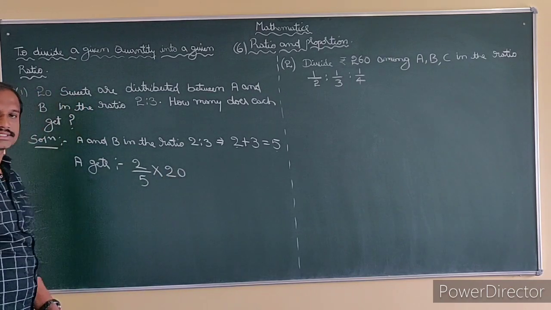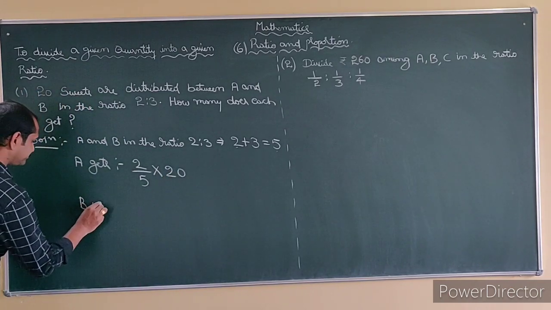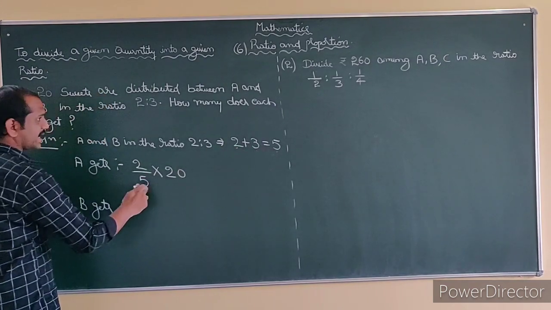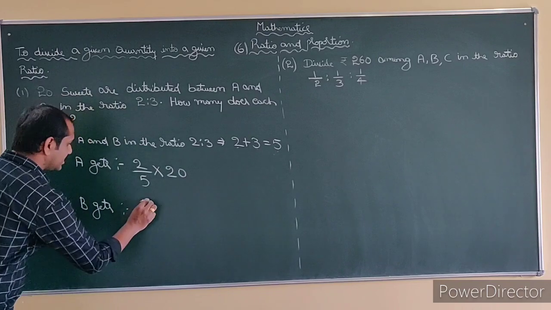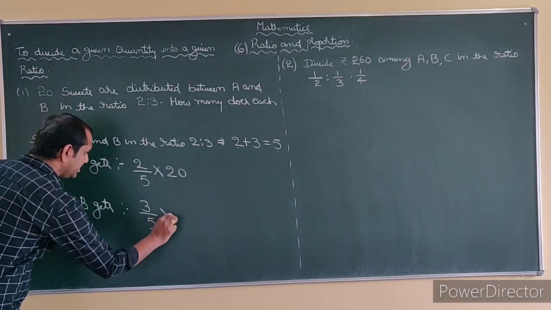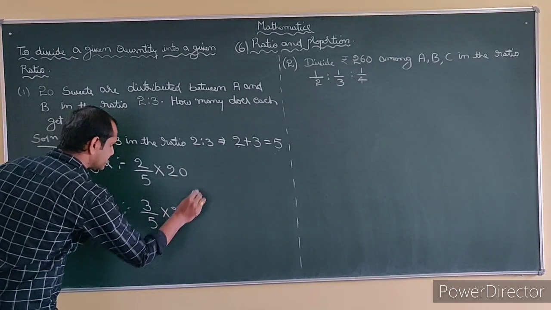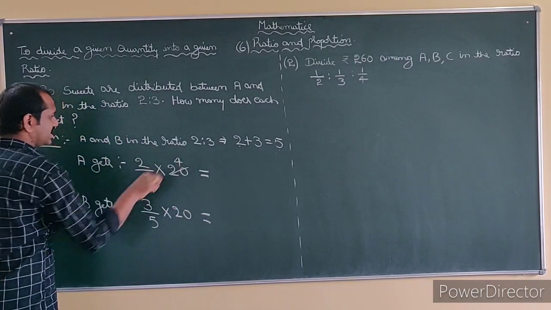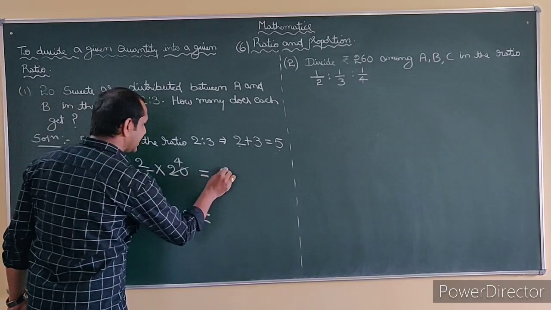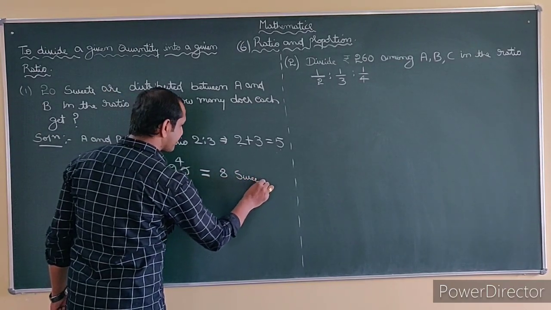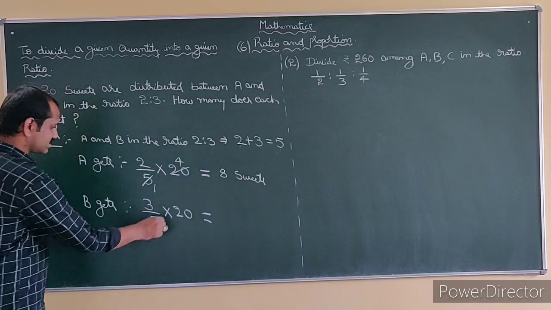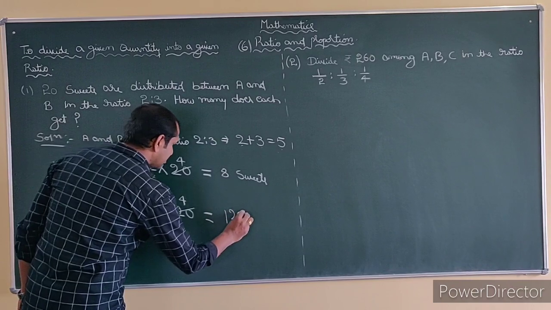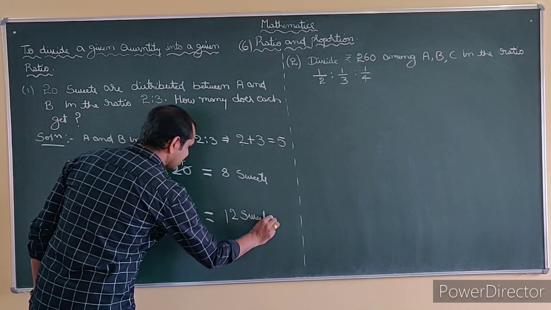20. Understand? Now B gets, how much does B get? See, 2 by 5 for A, B is 3 by 5. 3 by 5 into the total number of sweets. So here 5 ones are 5, 5 fours are 20, right? 4 twos are 8 sweets. So here 5 ones are 5, 5 fours are 20. So 4 threes are 12 sweets.